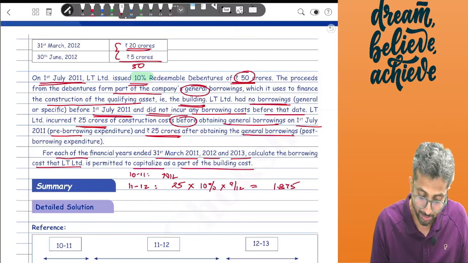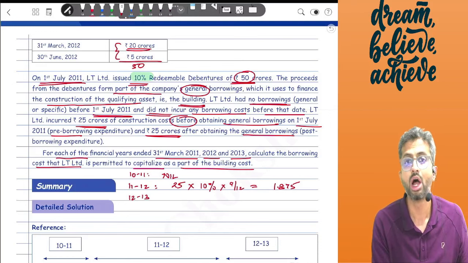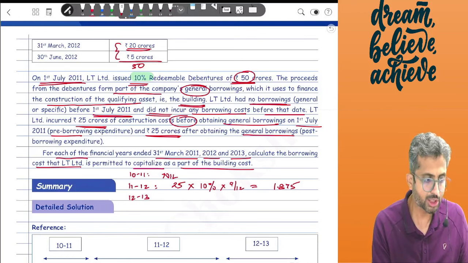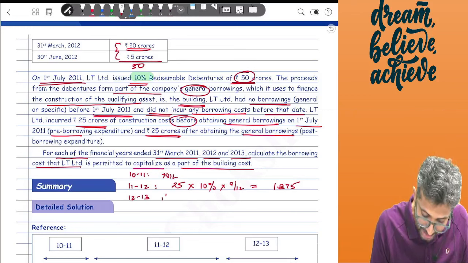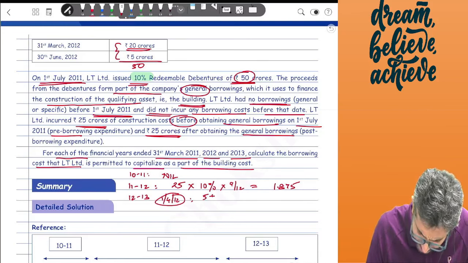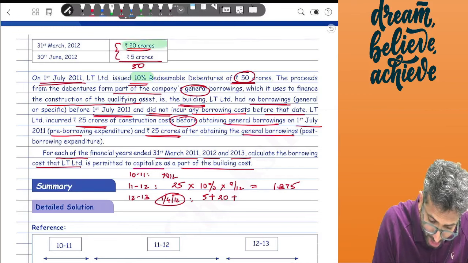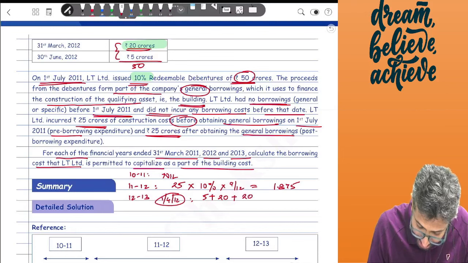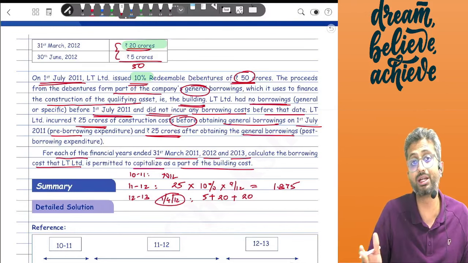Now if I open my CWIP account, if I go to the year 12-13, the asset is getting ready for use on, I think, 30th June. So if I open my capital work in progress or CWIP account on 1st April 2012, I will see expenditure incurred behind the qualifying asset. How much is incurred? Well, 5 was incurred earlier, then 20 was incurred, then another 20, this one was incurred, and hence I will say that this is 45 incurred towards direct operating expenditure on a qualifying asset.